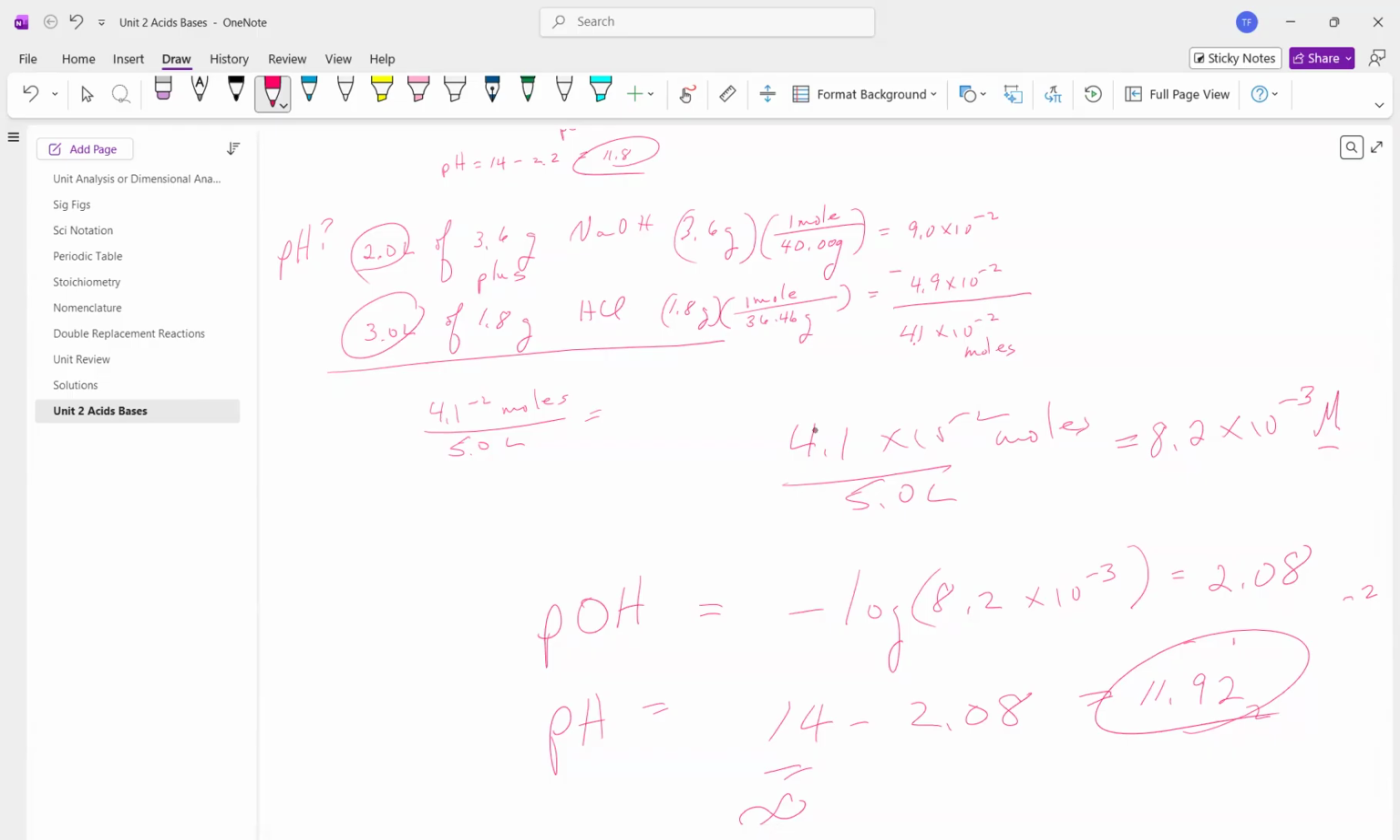Or we do the log of 8.2 times 10 to the minus 3, and that gives 2.08. Why didn't you do 3.1 instead? Because it's two significant figures, right? Oh, you could have, yeah. It still gives you the same answer. Either one's fine. The main thing I'm looking for here is the setup and the concept. You could make an argument it's 11.9, looking at sig figs, it's more accurate.